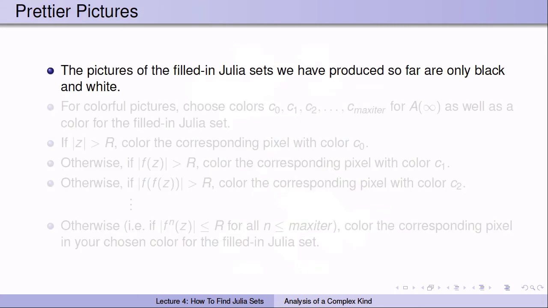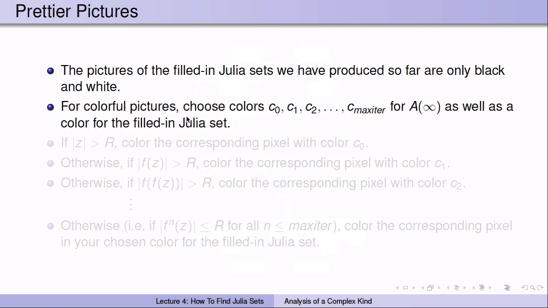The pictures we have produced so far of the filled Julia set are black and white. You've probably seen more colorful pictures. So if you wanted to produce a more colorful picture, you need to choose colors C0, C1, C2, up to C_max, however many iterations you're allowing your computer to go through. These are all colors in which you're going to color A of infinity, those points that escape to infinity. And then you need to pick an additional color for the filled Julia set. Typically, that additional color is black, but you can pick whatever you want.